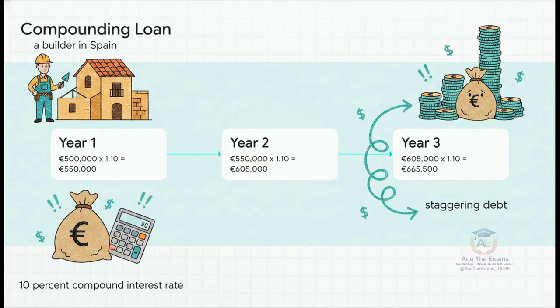Here we have a massive scenario. A builder in Spain who borrows €500,000 at a 10% compound interest rate. Let's do the math manually, year by year, just to see the mechanics.